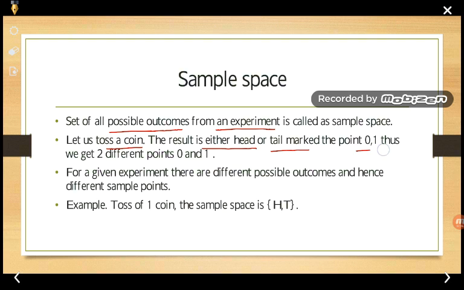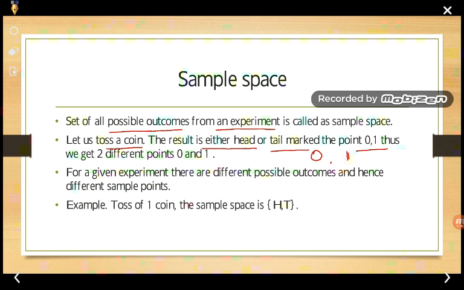Mark the points 0 and 1. Thus we get two different points, 0 and 1. So the result will be 0 or 1. If 0 is the head, then 1 is the tail. So the sample point is either 0 or 1. And for the given experiment, there are different possible outcomes and hence different sample points.